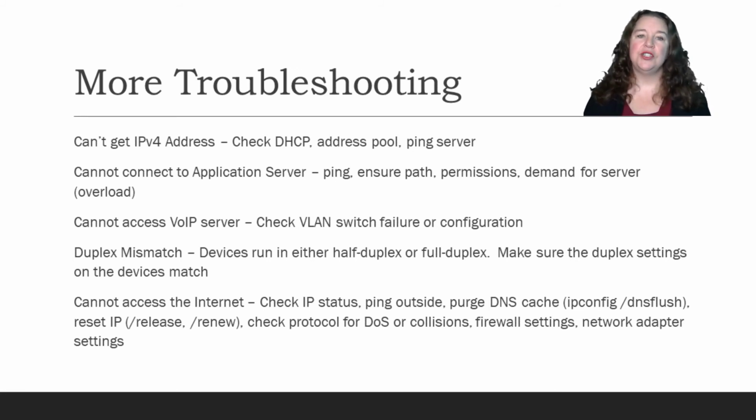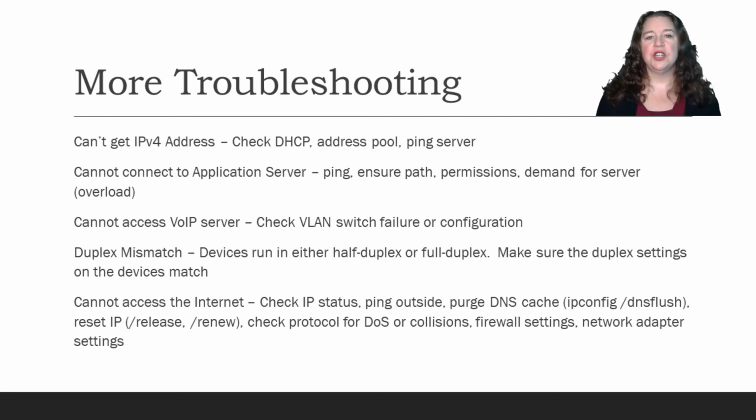If you can't access your voice over IP server, check your VLAN switch. Make sure that it is configured for voice over IP. Make sure that it has not failed on you. And that's where, assuming you can get to the other servers and you can get out, but you just can't get to the voice over IP server, check your VLAN and see if that's the problem.